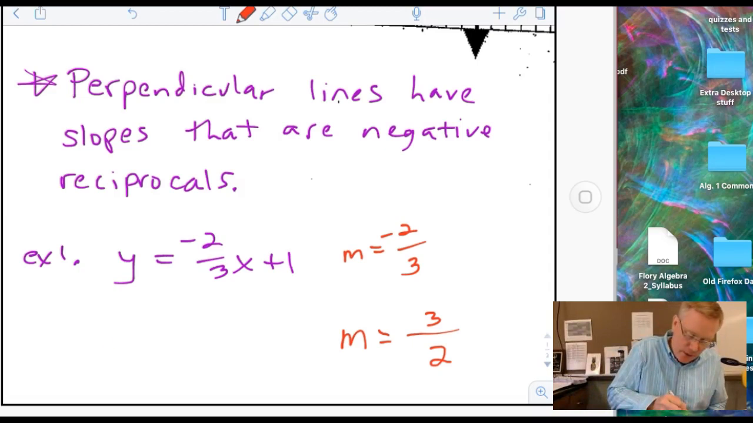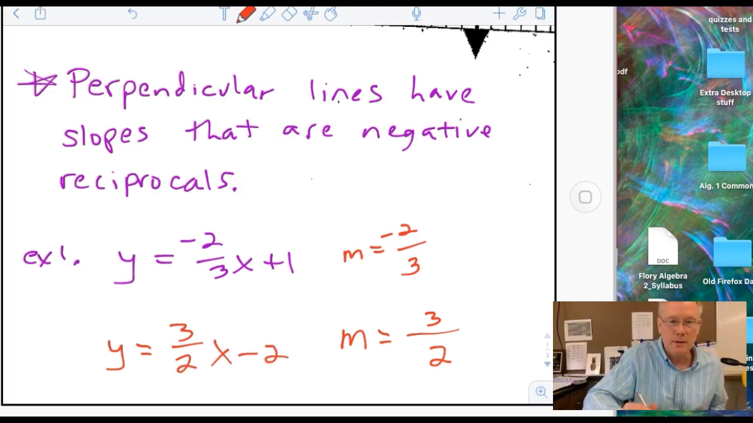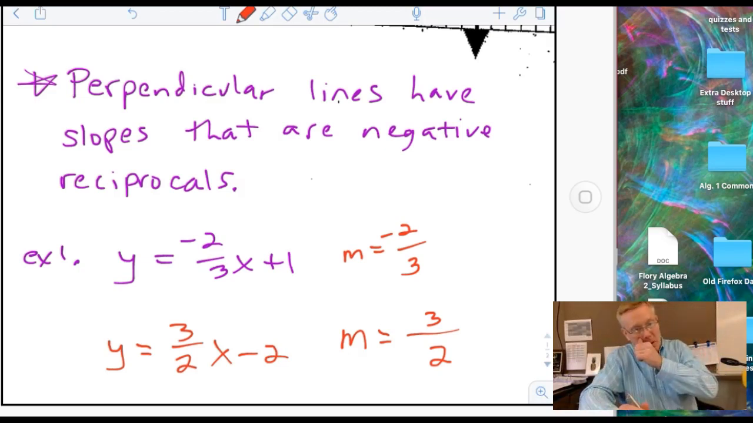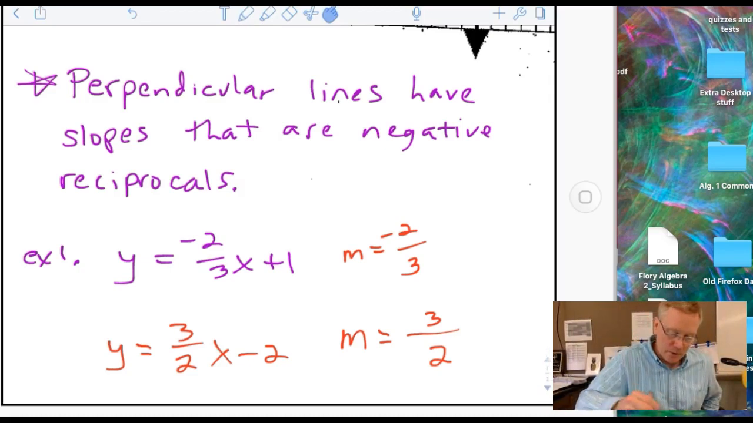The y-intercept doesn't matter, so it can be any y-intercept. So I got 3 over 2 x, and then you make up a number, I'll say minus 2, there it is. Plus 4, plus 7, my lucky number is 9, plus 9, okay, whatever it is. That's your y-intercept. Doesn't matter what the y-intercept is. Now, what do these look like?